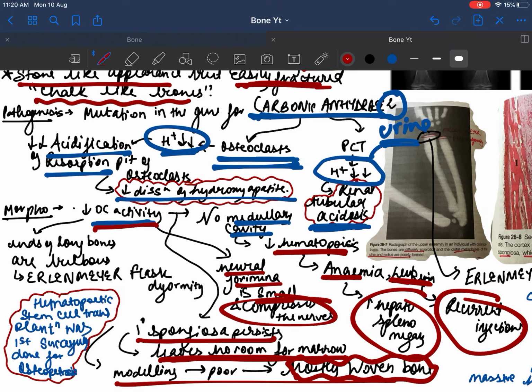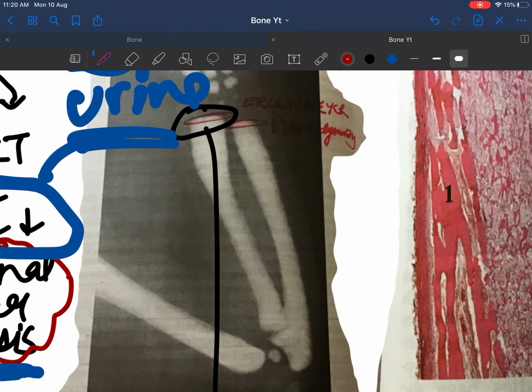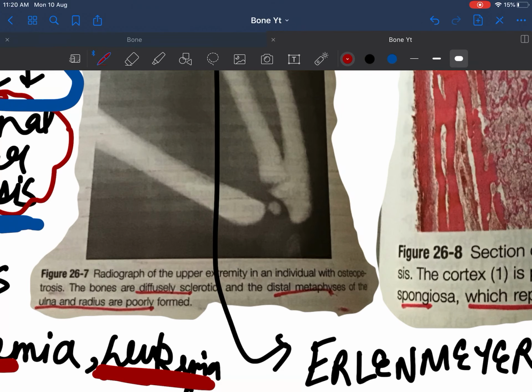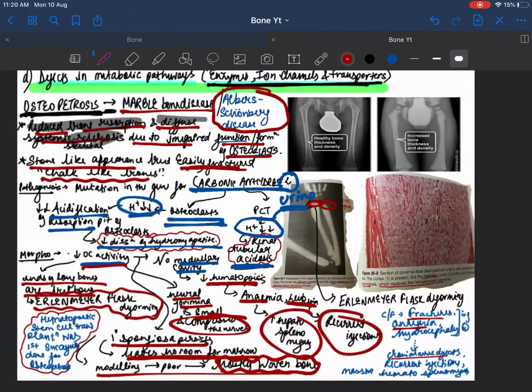Okay, so there is one characteristic thing that you have to remember here: the ends of the long bones are bulbous. This is known as the Erlenmeyer flask deformity. This is characteristically appreciated on the radiological examination. At the ends, you can see that there is a bulbous formation of the epicondyles. This is known as the Erlenmeyer flask deformity.